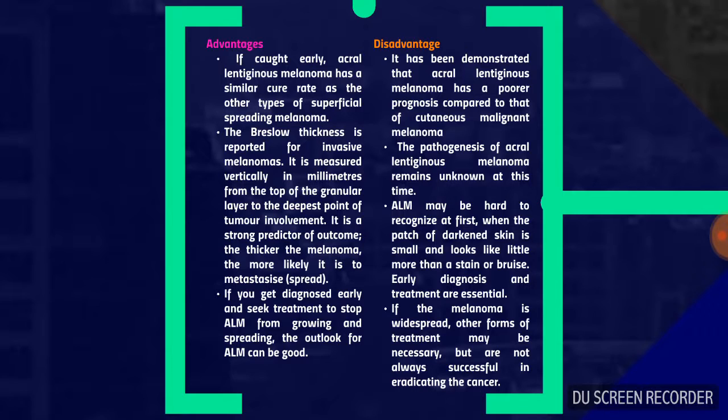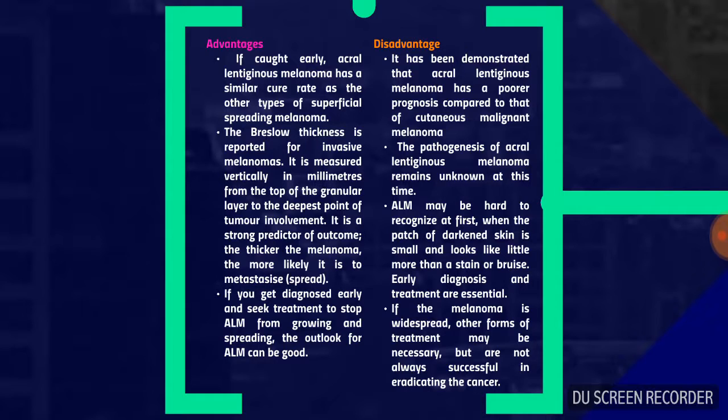The thickness is reported for invasive melanomas. It is measured vertically in millimeters from the top of the granular layer to the deepest point of tumor involvement. It is a strong predictor of outcome. The thicker the melanoma, the more likely it is to metastasize, or spread. If you get diagnosed early and seek treatment to stop acral lentiginous melanoma from growing and spreading, the outlook can be good.